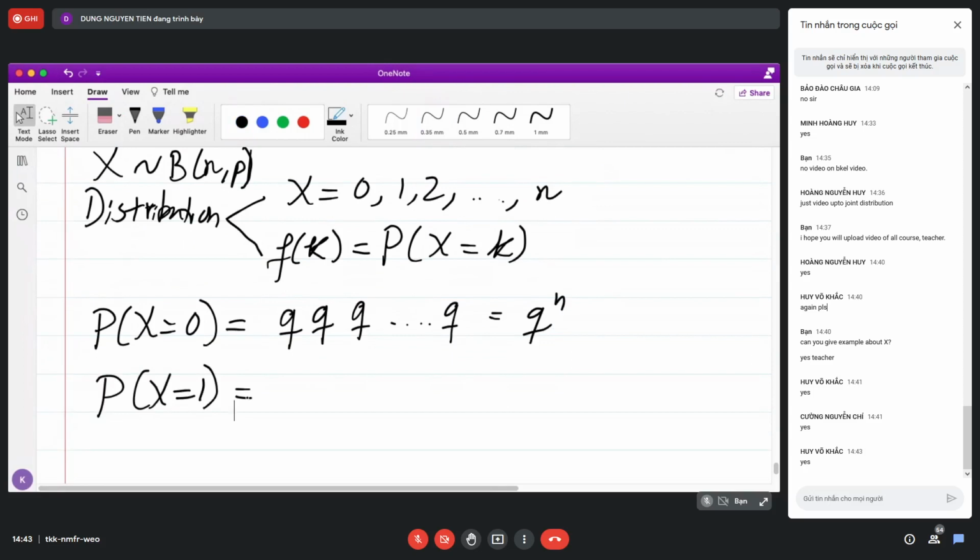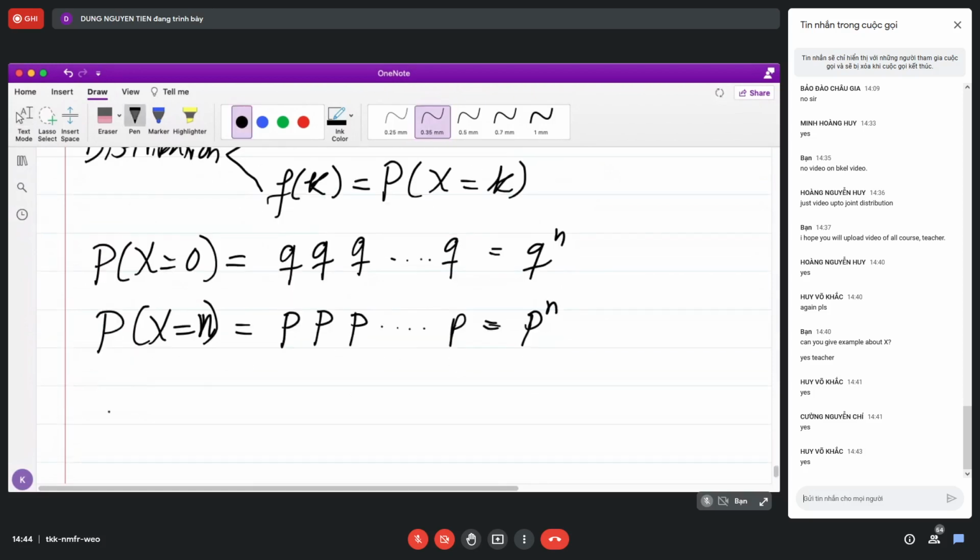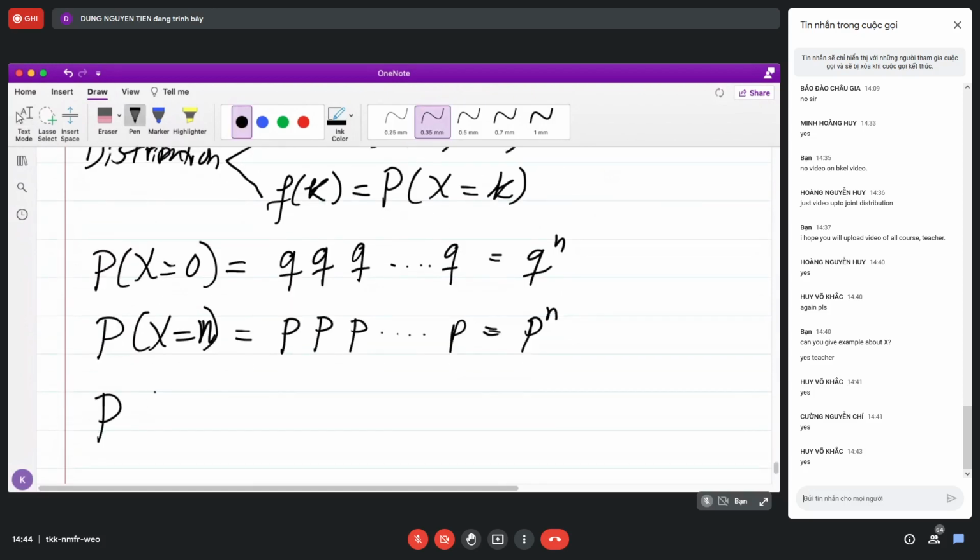What is the probability that x equals n? That is the probability that you win all games. So you win the first game, you win the second game, you win the third game, you win the last game, and you get p to the n. All right. What is the probability that you win exactly one game? If you win only the first game, that is the probability that you win the first game and you lose the others, so p times q to the n minus 1.